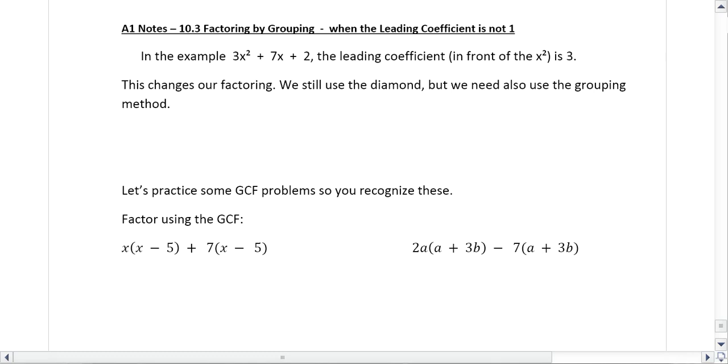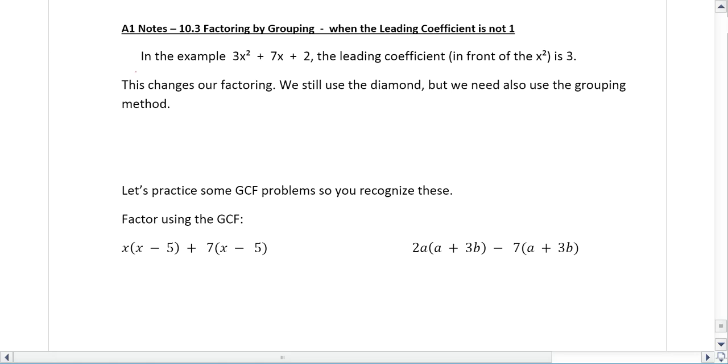This video is for Algebra 1, Chapter 10, Section 3, Factoring by Grouping. I'm changing the title a little bit from your book. We're calling it Factoring by Grouping when the leading coefficient is not 1. In the last section, when we had a different leading coefficient, we used the GCF method to factor it out.